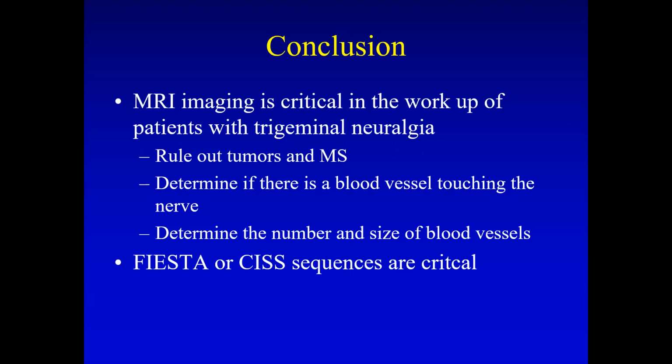And the take-home message is that it's very important if you're obtaining an MRI scan to evaluate for trigeminal neuralgia that you either have a Fiesta or CISS sequence done, because these are the key sequences that show us the anatomy around the nerve and tell us if there are any blood vessels involved.